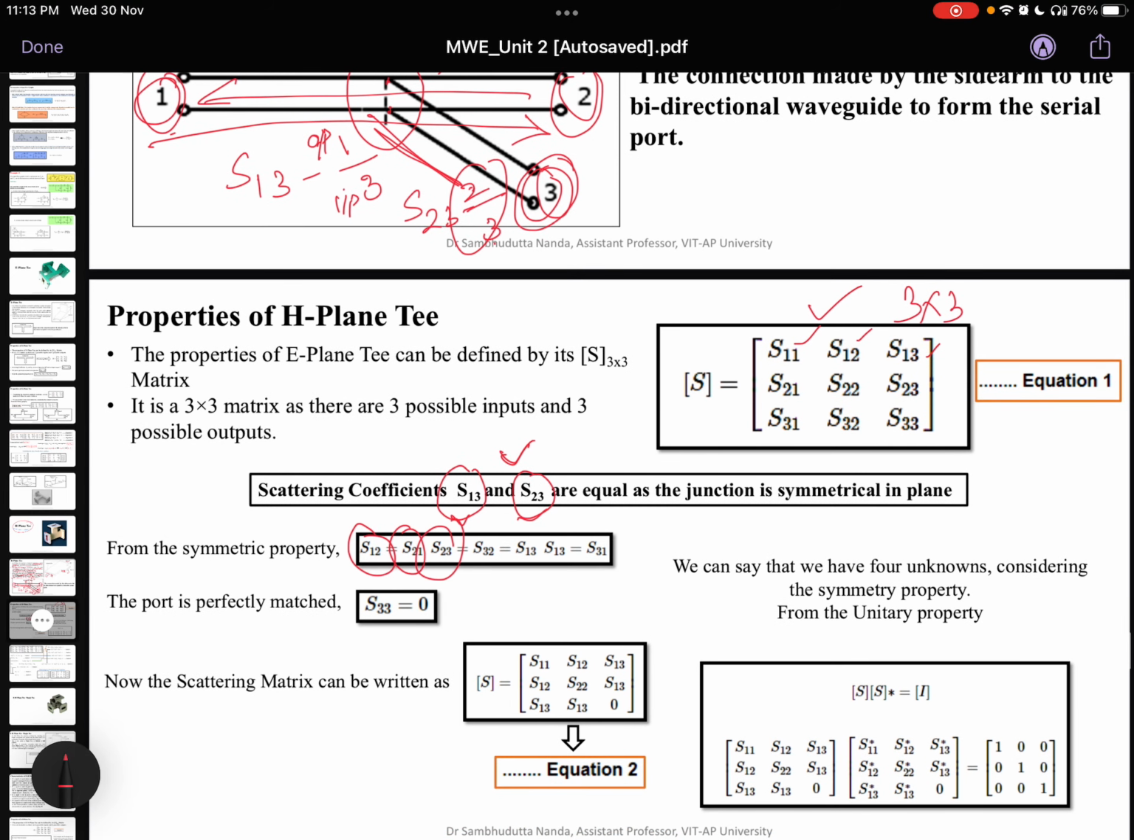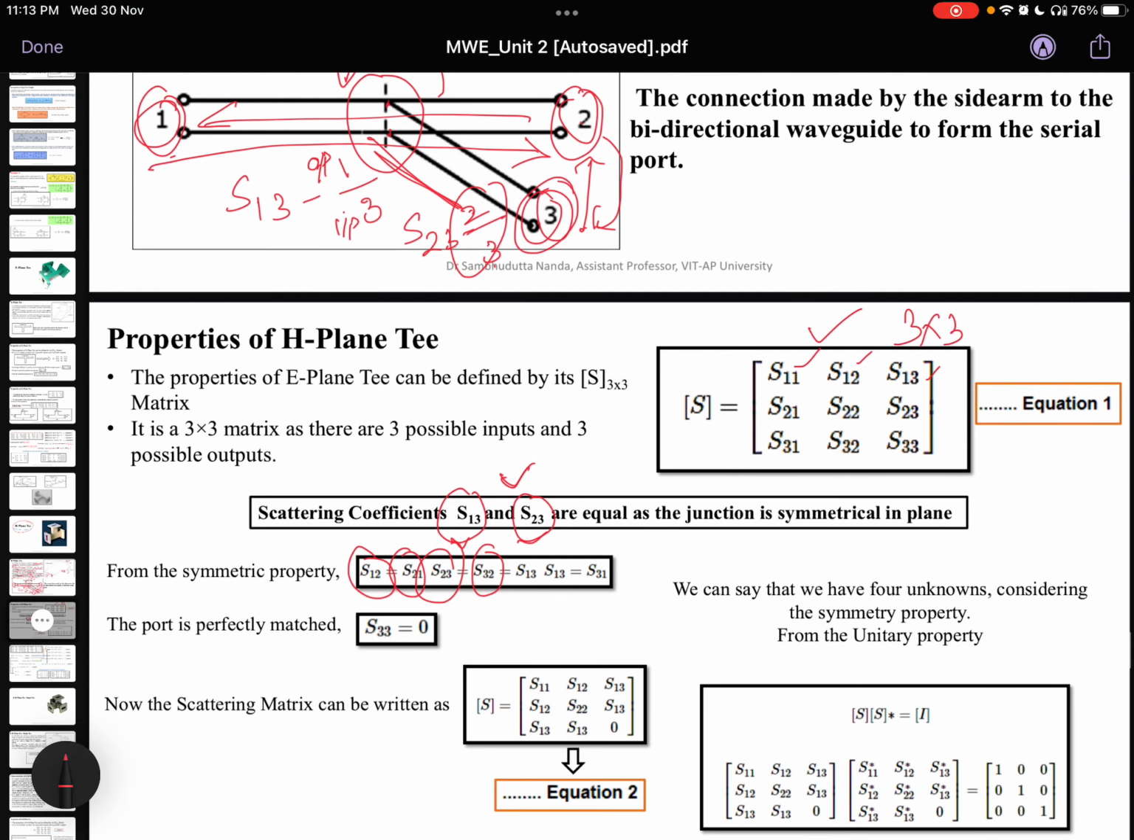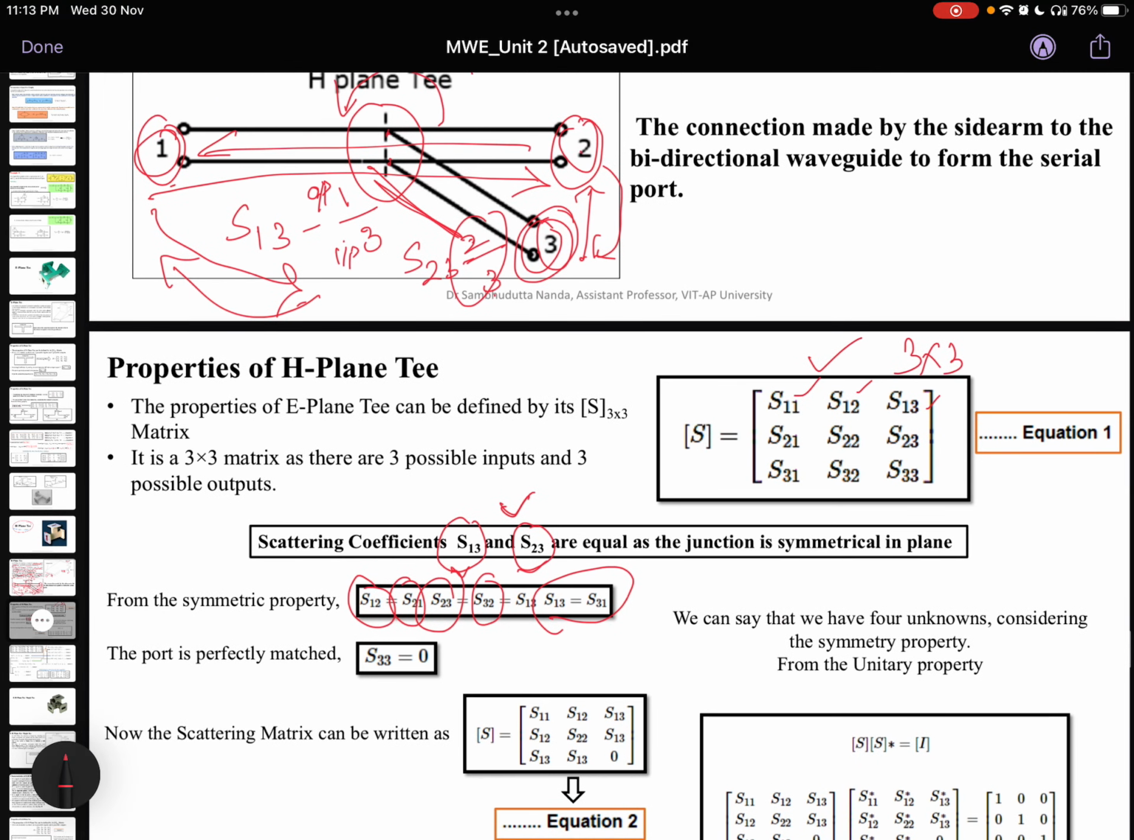Next is S23 equals S32. That means whatever power goes from 3 to 2, the same power will come from 2 to 3. Again, S31 and S13 are also the same, because of the symmetricity of the network.